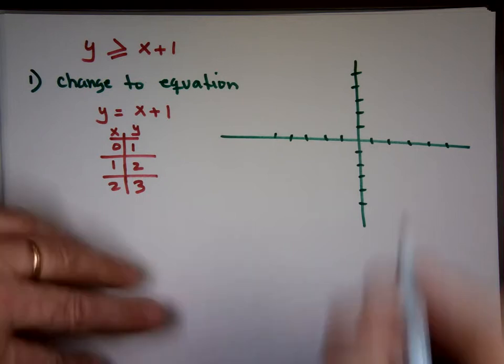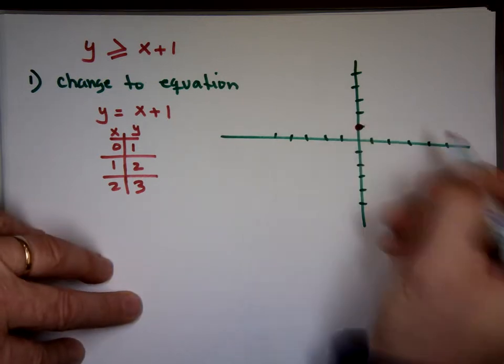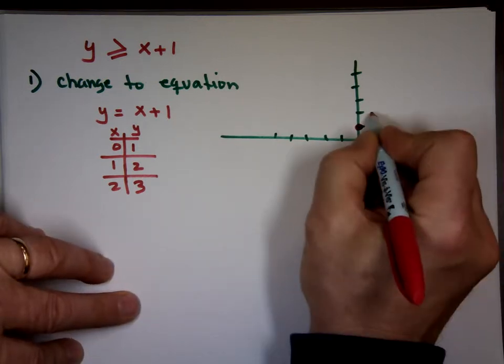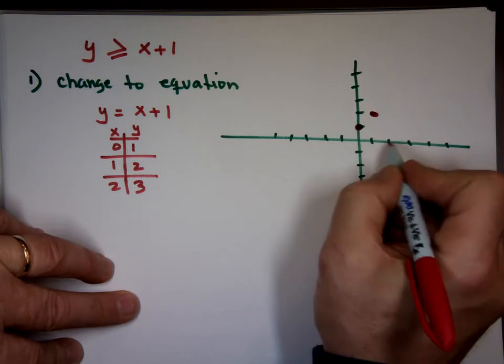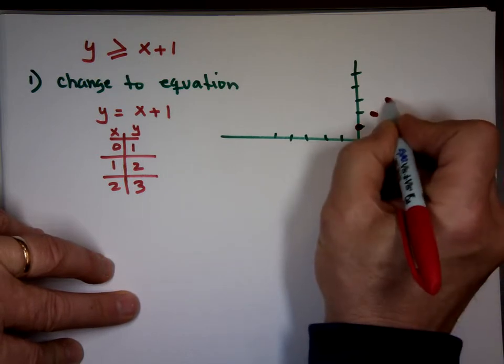So 0, 1, that's this point. 1 and 2, that's this point. 2 and 3, that's this point.